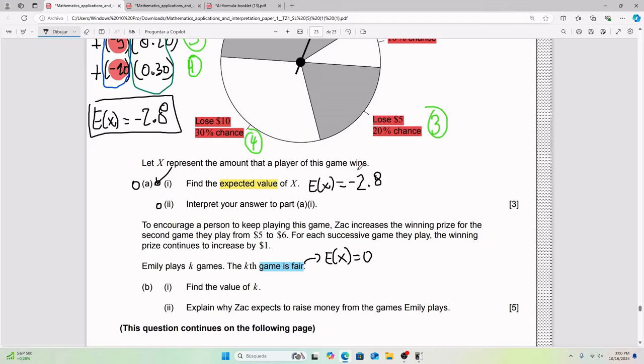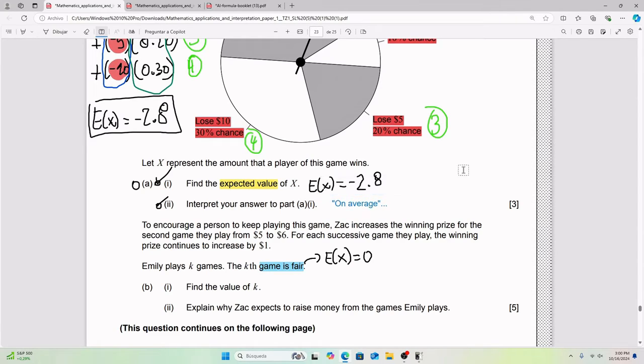The other interpretation that I also mentioned was something like, on average, people lose a lot of money, ¿cierto? On average, people lose $2.8 per game. On average, this or that. But notice, there's something very important that I'm doing here. All of my answers, pretty much all of them, are starting with the words on average.